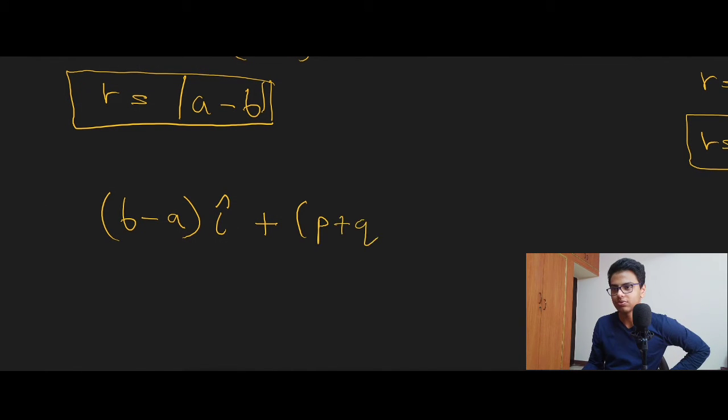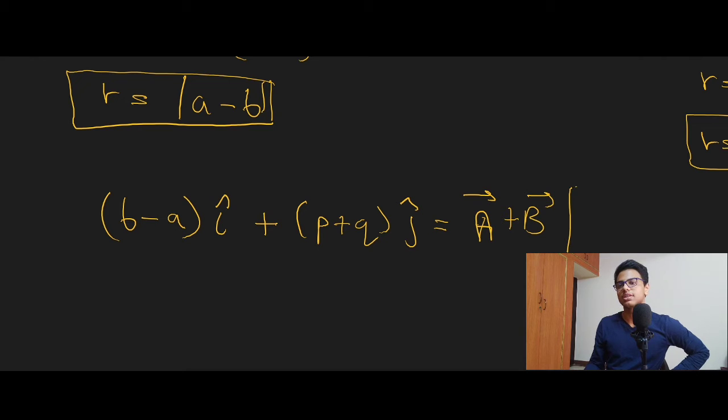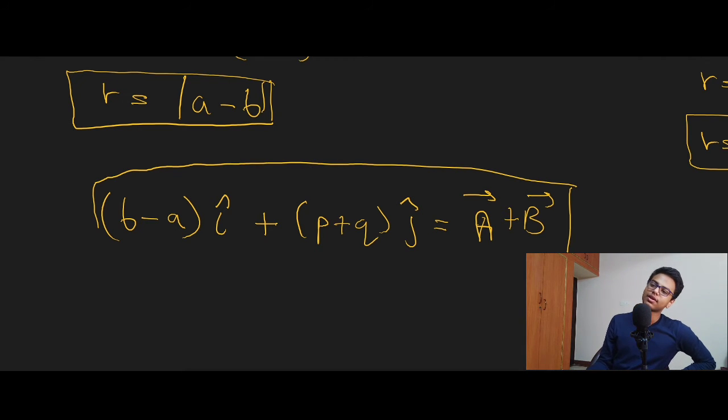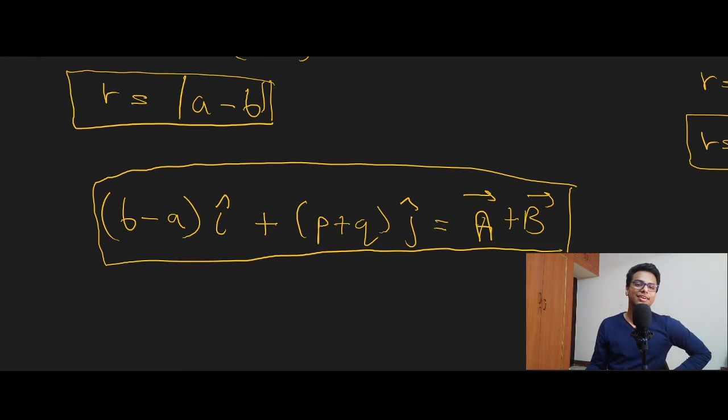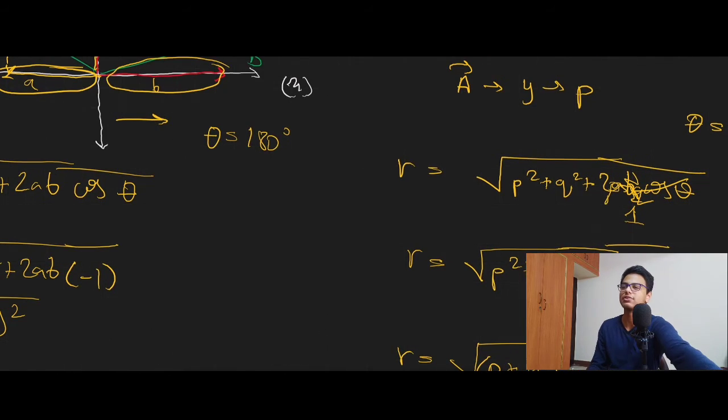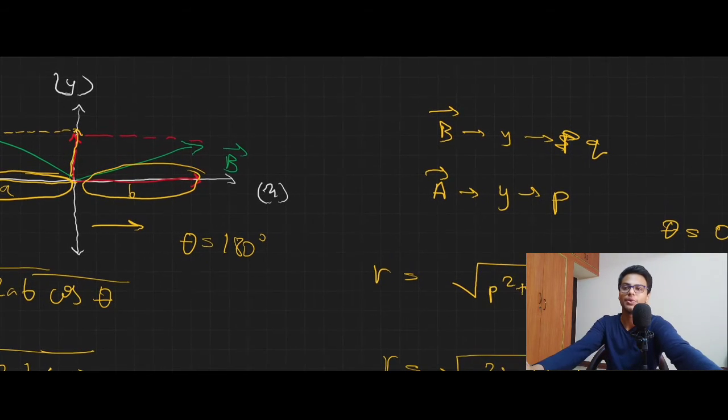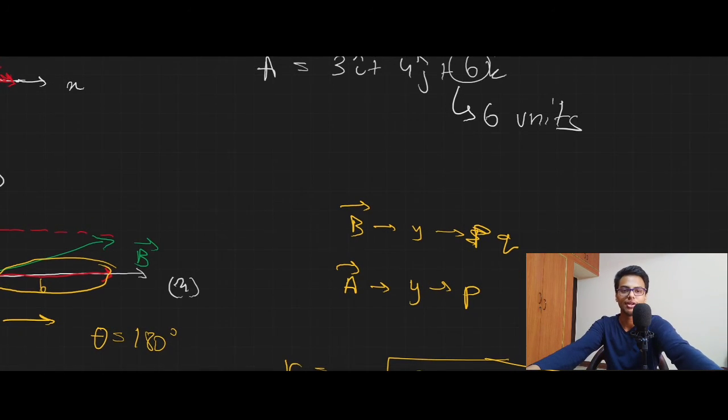Resultant along Y was (P plus Q) j cap. And what is this? This is your A vector plus B vector. This is how simple it is. Now, I know some of you would be thinking that this isn't easy at all. It is very easy when we do questions on this. It makes it super, super easy. Within seconds, it can be done, right?